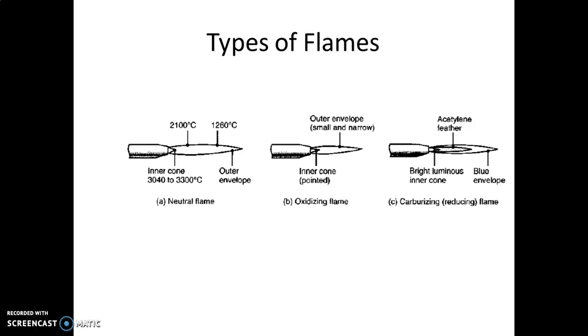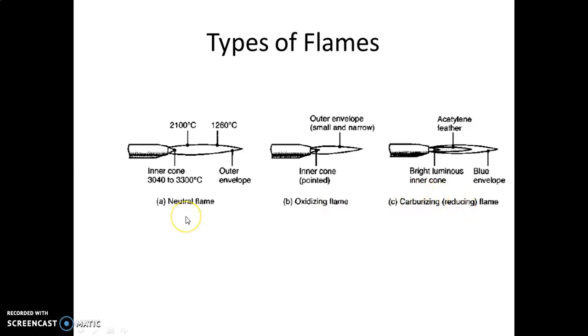Now in this slide we will discuss the types of flames. Here three types of flames in oxyacetylene gas are shown. First is neutral flame, second is oxidizing flame, third is carburizing or reducing flame.